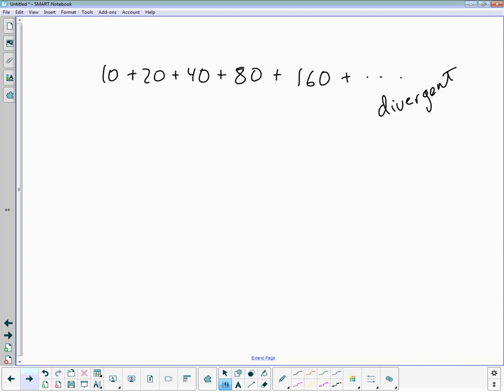But what if they stay the same? What happens to this? 10 plus 10 plus 10 plus 10 plus 10 plus 10 plus 10 plus 10. What does it ultimately go to? Still, it's just getting bigger. Bigger. Bigger. It diverges. You can't stay the same and add an infinite number of things, even if they're really small, because eventually it's still going to add up to a very, very large number.